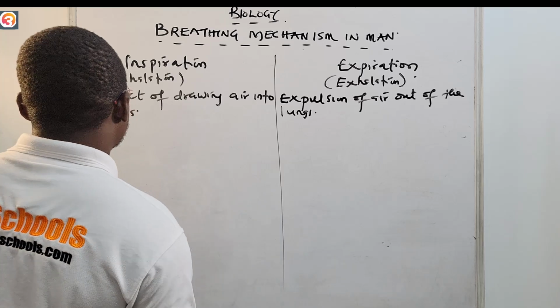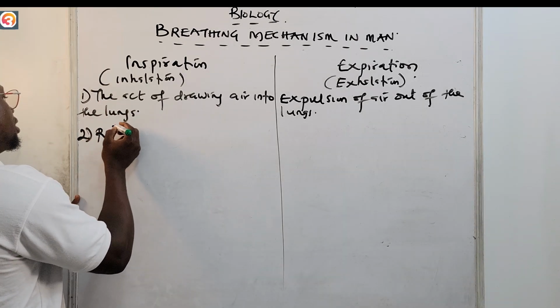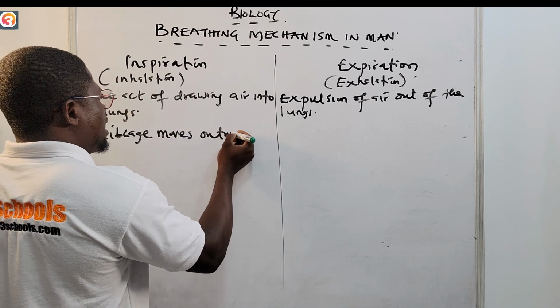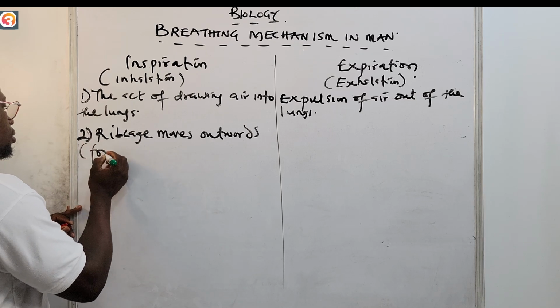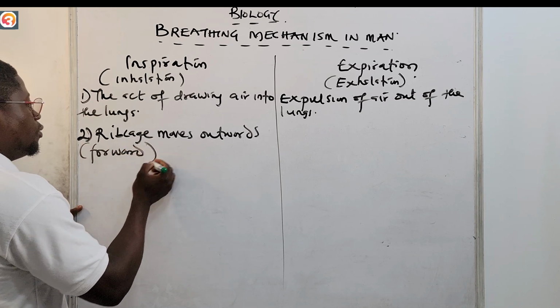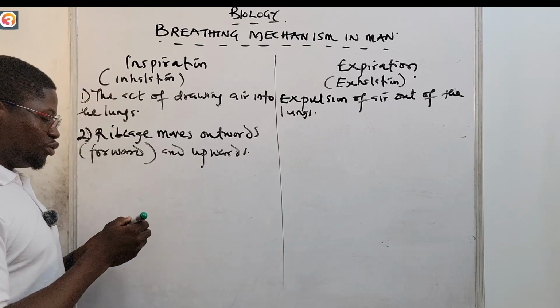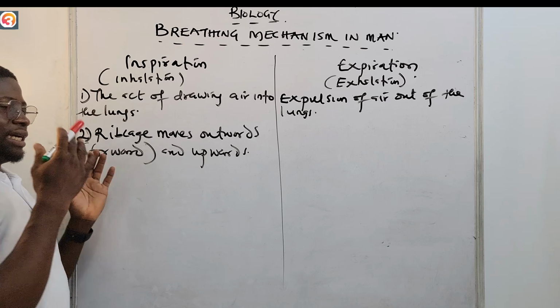So let us see for the rib cage. The rib cage moves forward. So rib cage moves outwards, or forwards, and upwards. So it moves outwards or forward, and upwards.